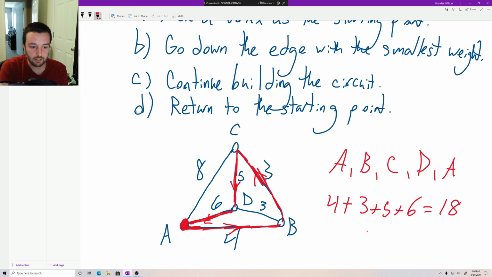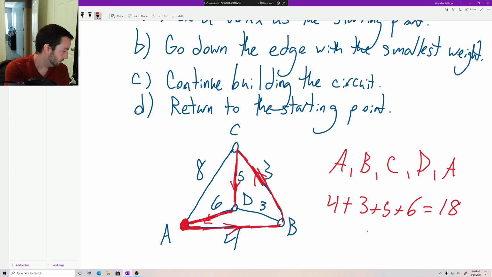If we would have gone to D first instead, like if we would have gone this way instead of this way, let's see, it would have ended up being 4 plus 3 plus 5 plus 8, which would have left us with 20. Let me make sure that's right. 4 plus 3 plus 5 plus 8. Yeah, so it would have left us with 20. So it's not foolproof.